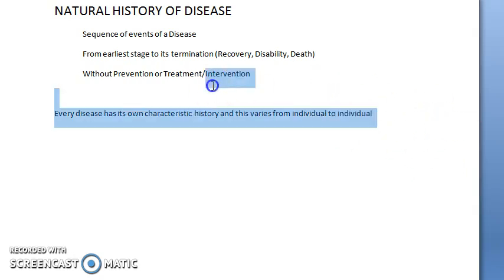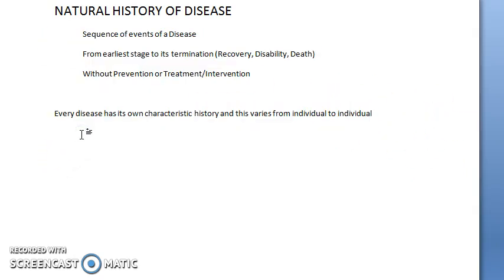Now coming to this, they can ask you what are the phases of natural history of disease. In that you have only two phases, pre-pathogenesis and pathogenic phase. Only two phases, nothing to worry. What happens in the pre-pathogenic phase? Let's look at that now.